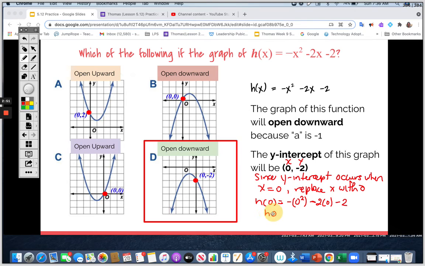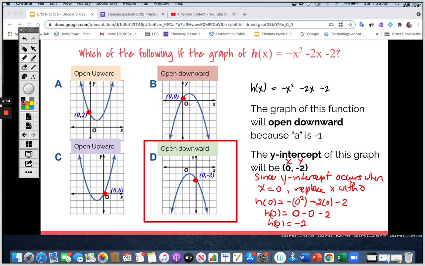So h of 0 should be equal to, well, 0 times anything is going to give us 0, and 0 does not carry a sign. Negative 2 times 0 is also 0. And then we're left with negative 2. 0 minus 0, that's 0. So h of 0 is equal to negative 2, which means our y value is negative 2.